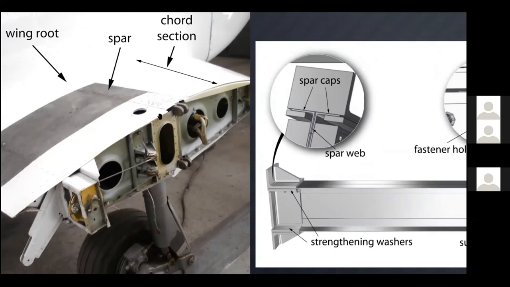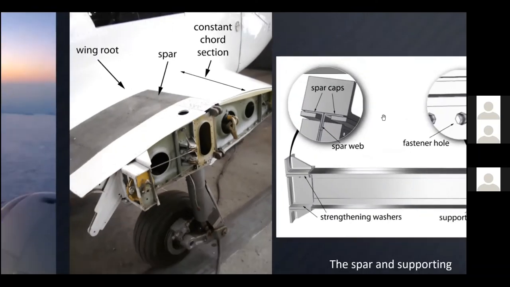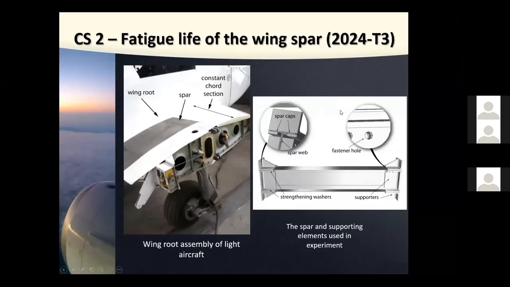And you can see here this pin lug connection. You can see this attachment. So this is where the wing is attached to the fuselage. And we analyzed in the previous simulation what happens here on this lug. And now let's see what happens if a crack appears on a spar. So here we have experiments. All results obtained in numerical simulation are supported here by experimental values.